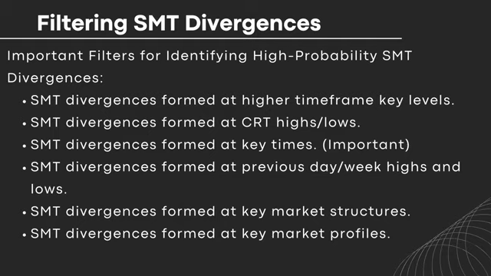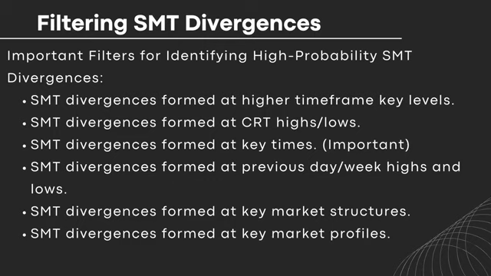The next important filter is SMT formed at CRT highs and lows. Now we know that CRTs are ranges, right? And the extremes of each CRT, the high and low, are high probability areas for SMT to be found. They're basically high probability swing points. It's actually one of the main factors that confirms the CRT and leads me to select a high probability CRT. If a CRT has an SMT with a correlated asset, then that CRT is going to be a high probability CRT for me, right?